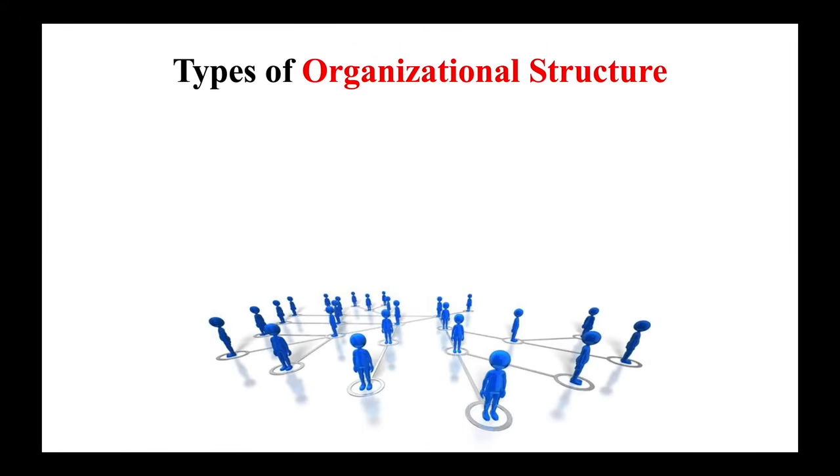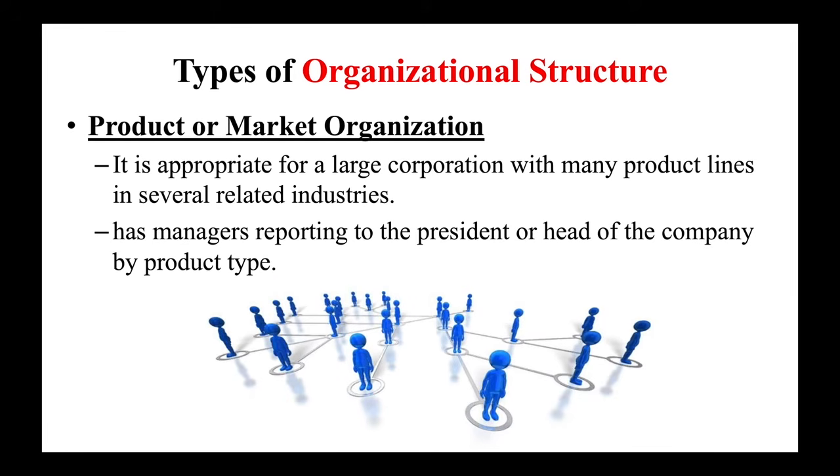Next, we have this second one, the product, or sometimes it is called the market organization, wherein this is appropriate for a large corporation with many product lines in several related industries. More likely, ito mga conglomerate companies. I hope you are familiar with conglomerate. So, when we say conglomerate, iba't ibang industry na and napakaraming product line. But, they are all related. Okay? So, this has managers reporting to the president or head of the company by product. Ito naman by product, hindi by function.